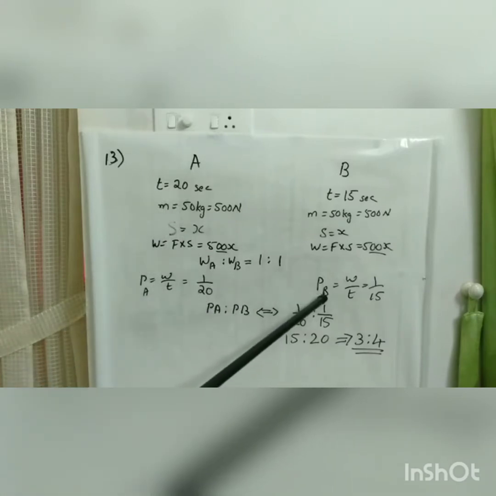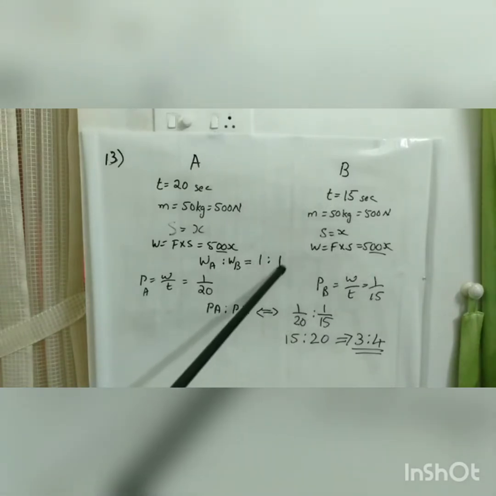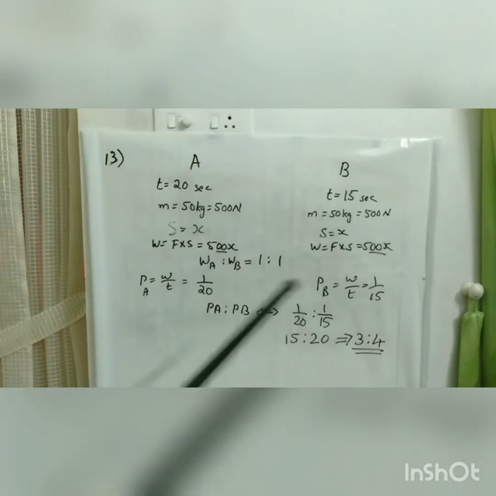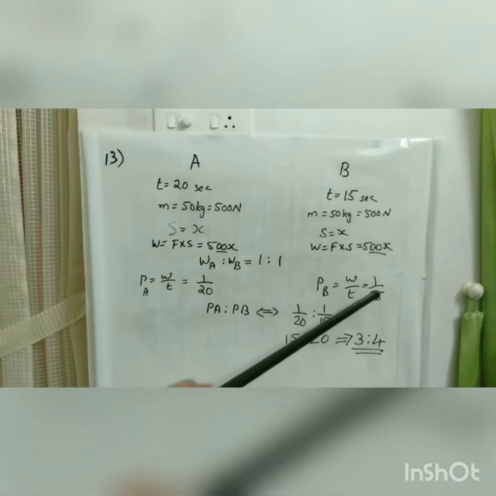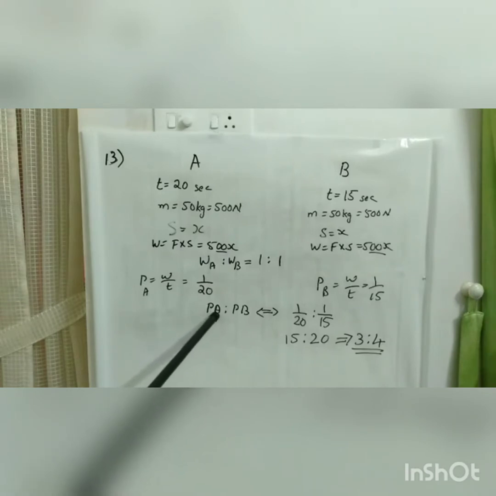Here the power of B is 1 by 15. We are taking this one, or if you want you can take 500, no problem. Since both are equal, it will get cancelled. So for ease I took 1. So 1 by 15. Now the power of A, you can write it with suffix A.